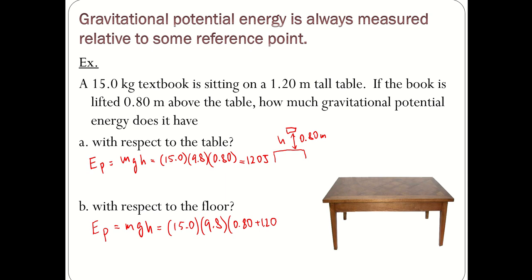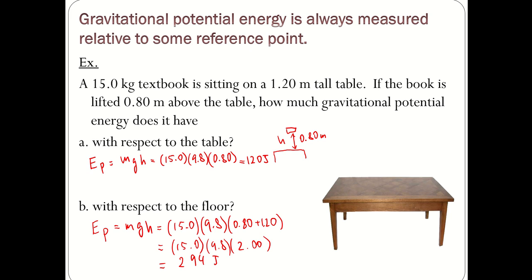So it's 1.20, so 2 decimals. So we need to add 2 decimals. So we're going to end up with this, 15.0 times 9.8 times 2.00, so 3 sig figs there. So in this case, when you multiply this together, we're going to end up with 3 sig figs in the first number. Again, 9.8 is going to be ignored, and then we end up with 3 sig figs in our answer, which is going to be 294 joules. So again, here we added the height of the table plus the height that you lifted above the table, and we find the potential energy with respect to the floor.